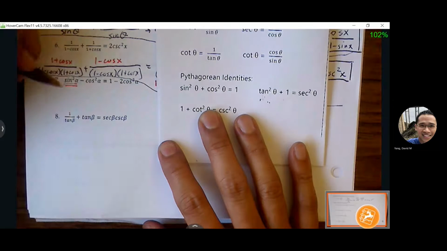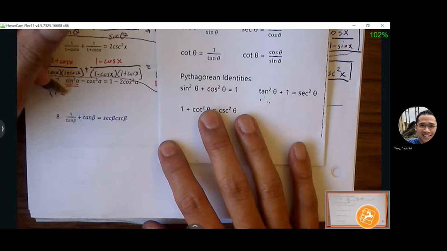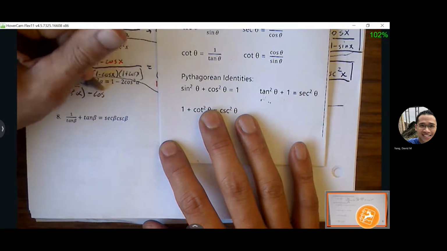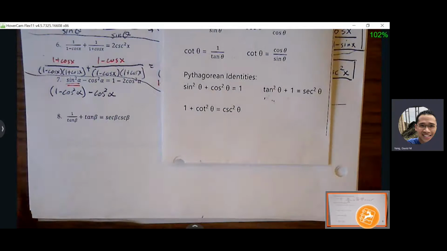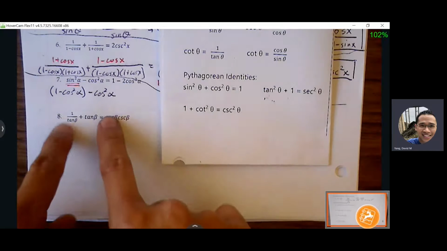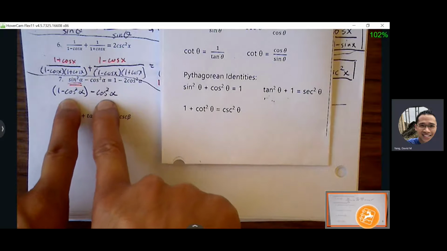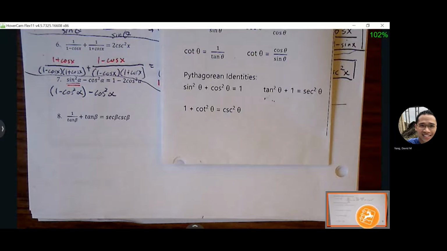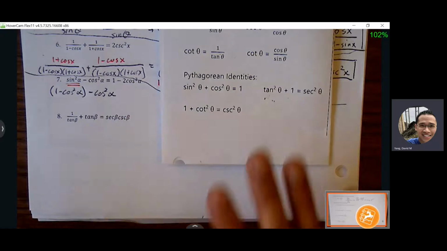But again, you're only working on one side of your identity. We're not going to be adding to both sides, moving things around, because that works. So let's keep cleaning up. Let's turn it. Drop the parentheses. Right.